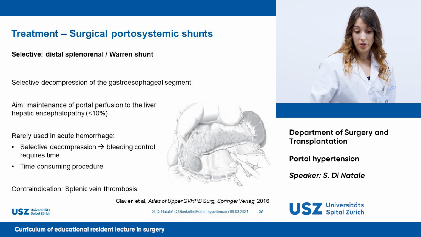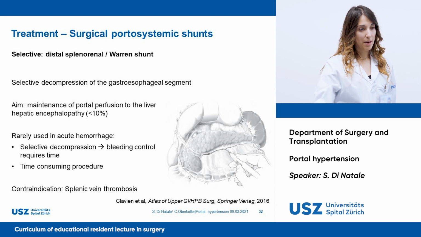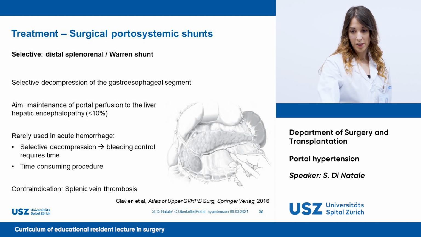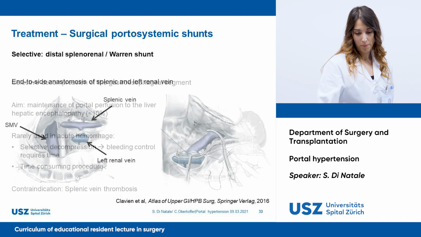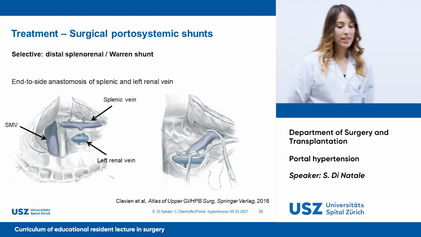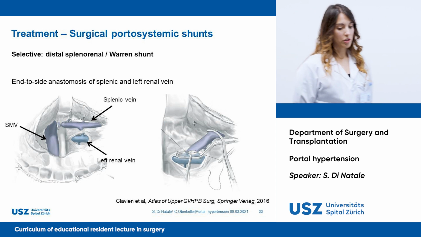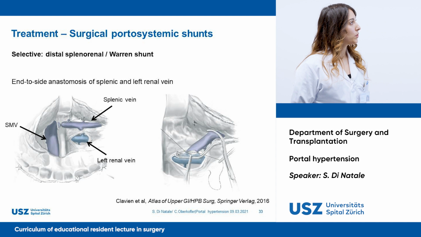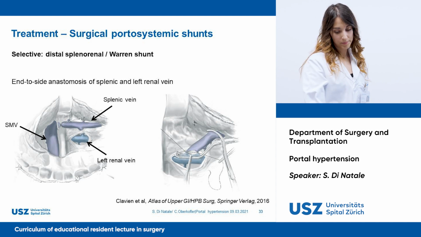Compared to the other surgical shunts, it is also a time-consuming procedure, and a contraindication is a splenic vein thrombosis. Here you can see the technique of the distal splenorenal shunt with the end-to-side anastomosis of the splenic and the renal vein.